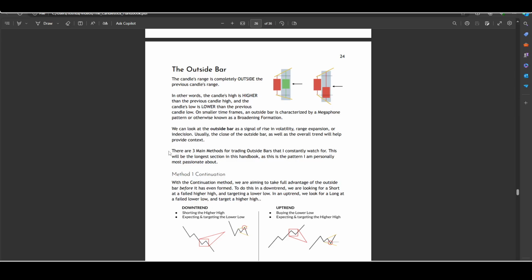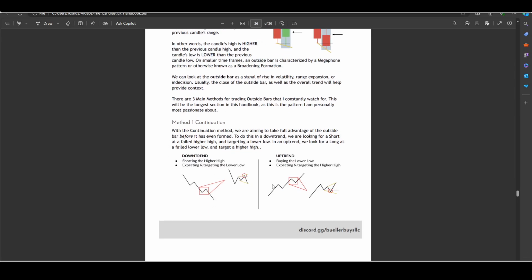It's not just for swing trades you can take, but what we like about it is it has so many cool, intricate rules for day trading, and it has set rules. If something happens, you stick to it for good or for bad. With the continuation method, we are aiming to take full advantage of the outside bar before it was even formed. To do this in a downtrend, we are looking for a short at a failed higher high and targeting a lower low. In an uptrend, we look for a long at a failed lower low and target a higher high.